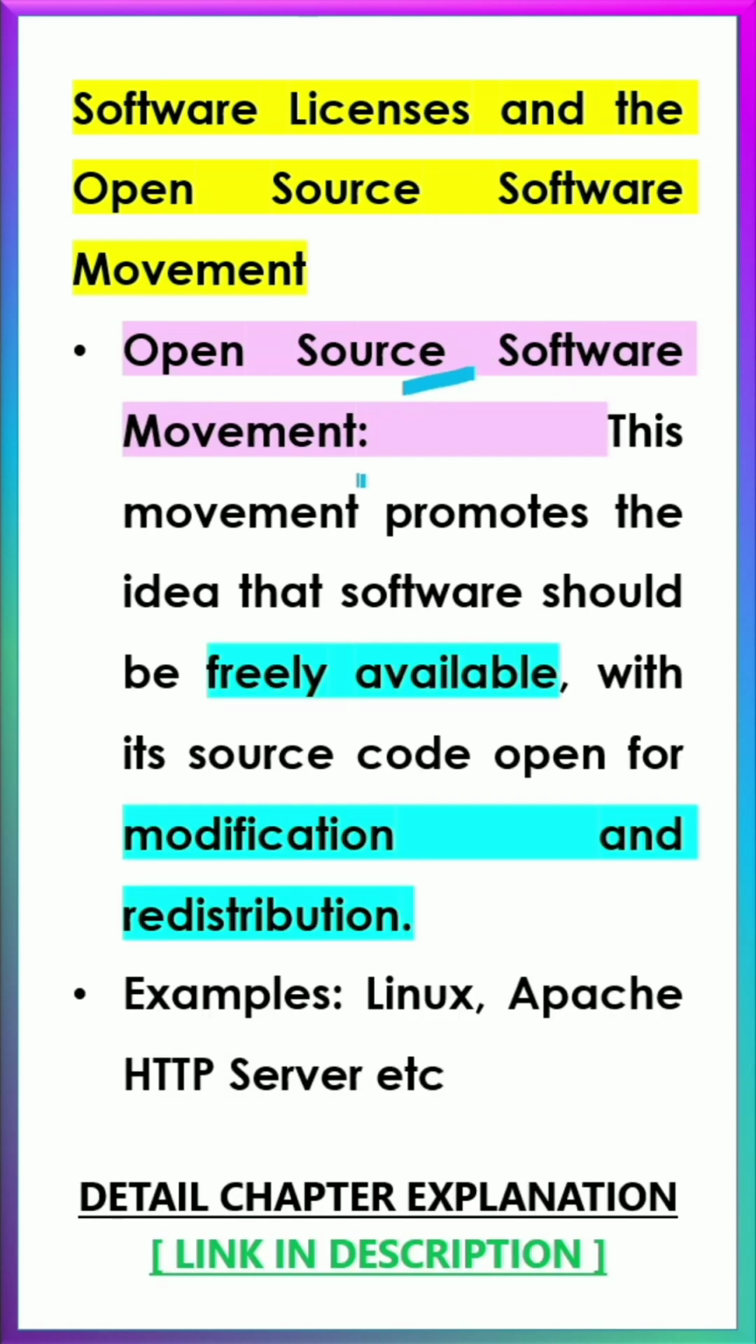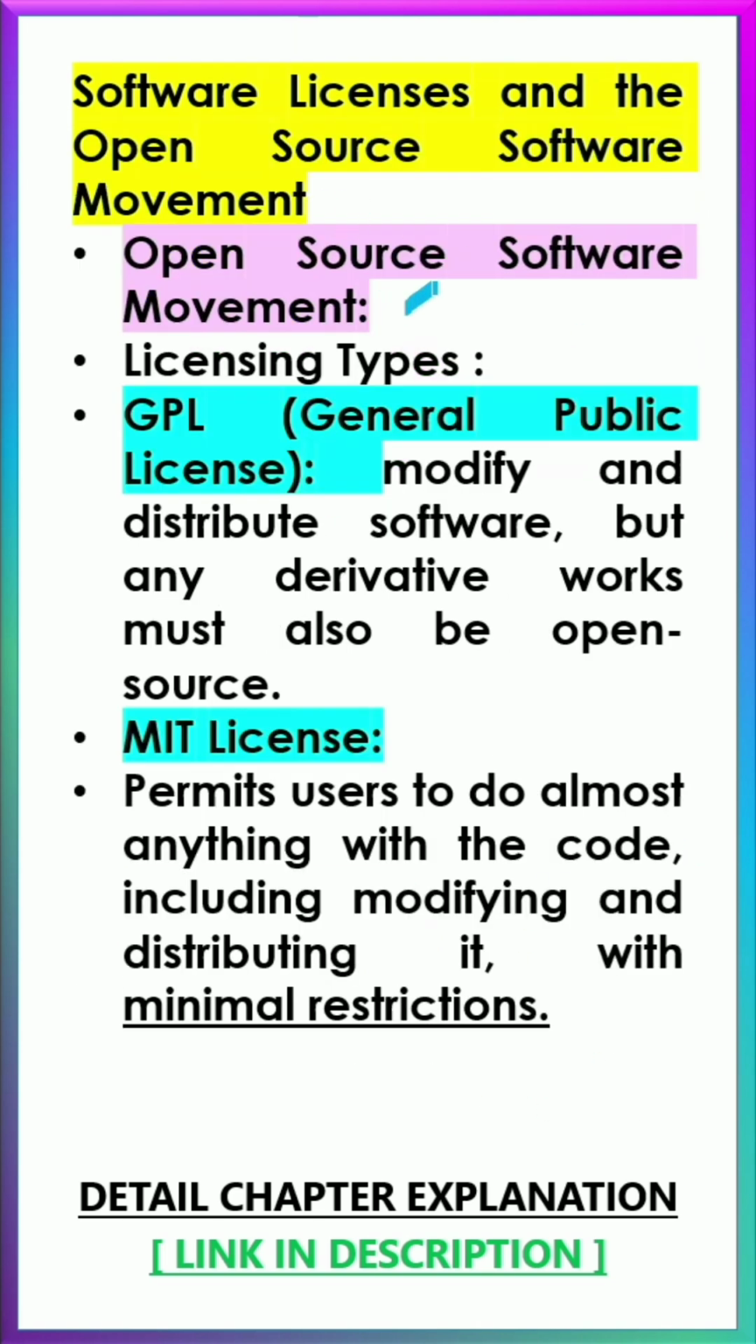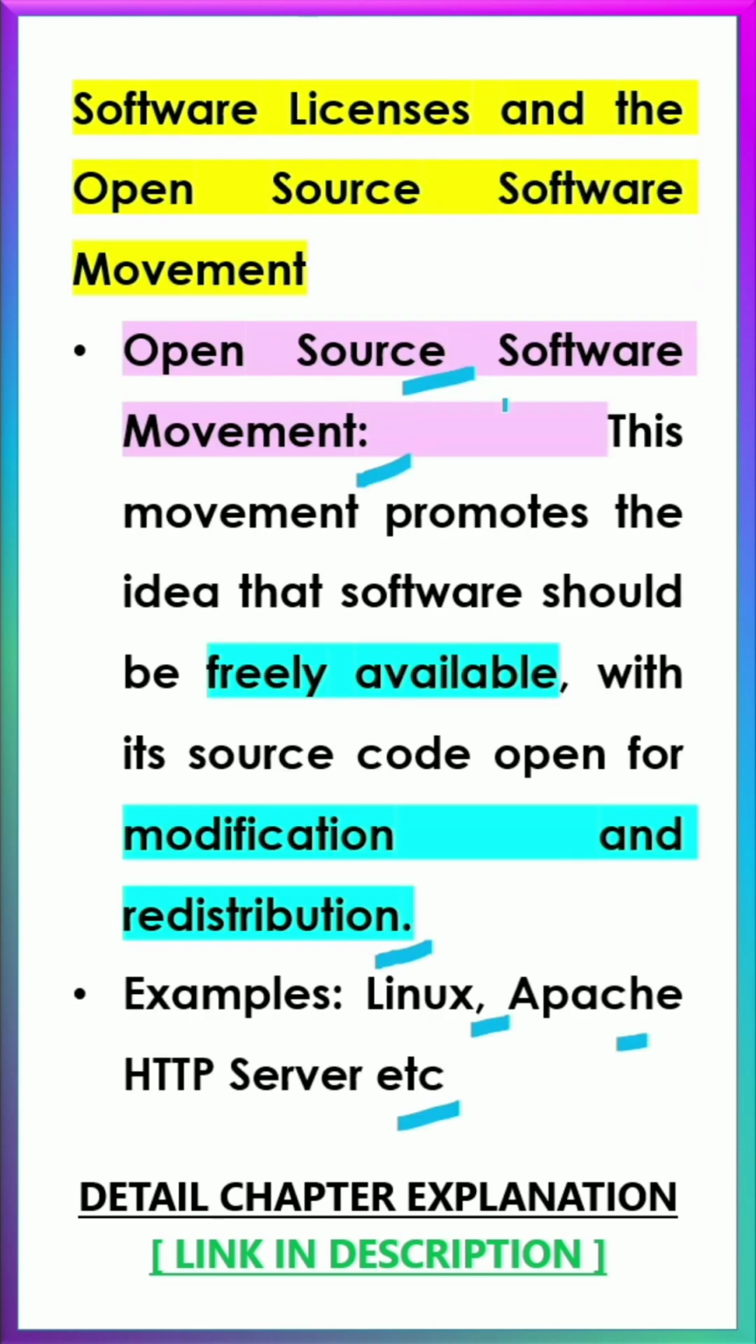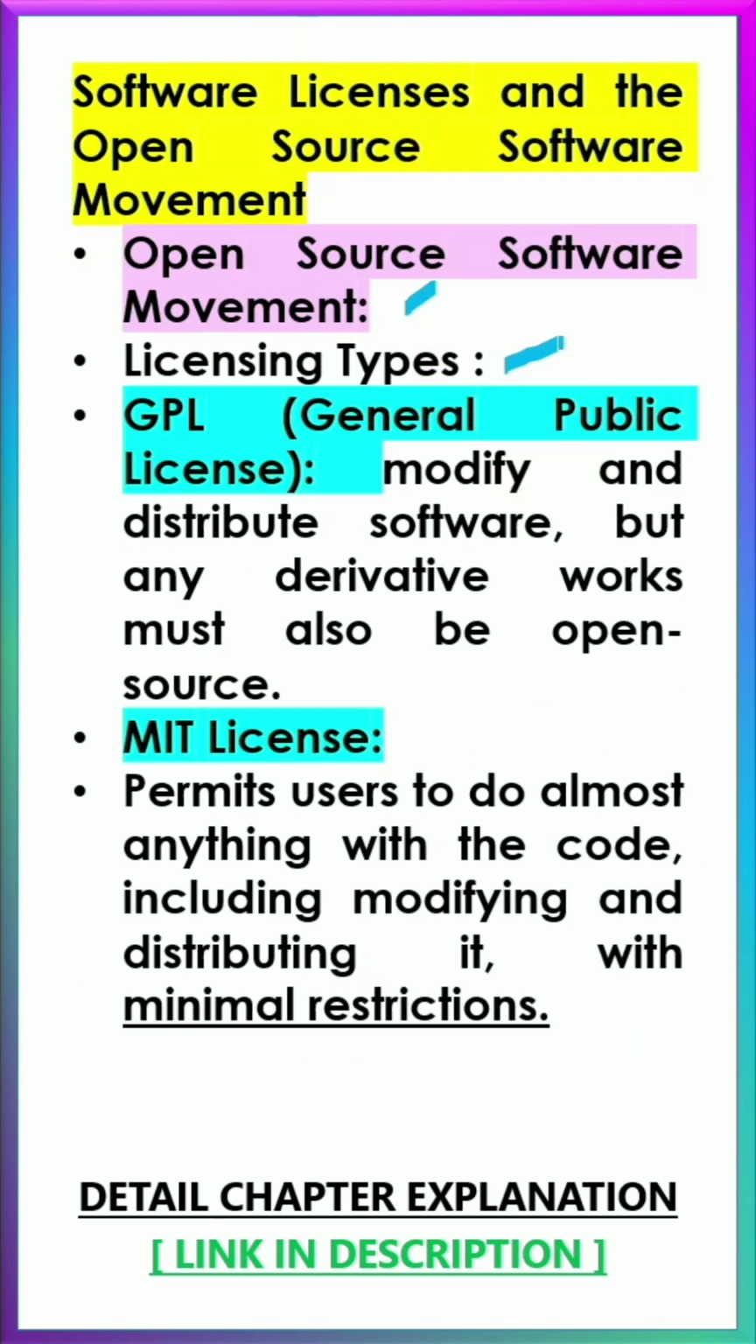Open source software movement. This movement promotes the idea that software should be freely available with its source code open for modification and redistribution. Examples are here. Open source software movement. Okay, you already know about that. So what are the license types here?